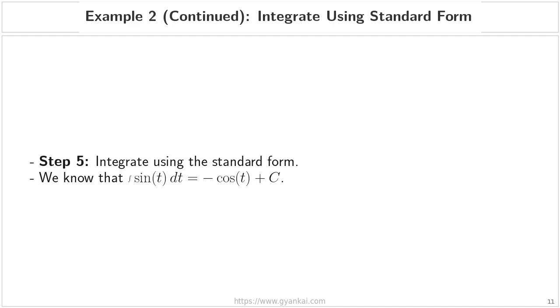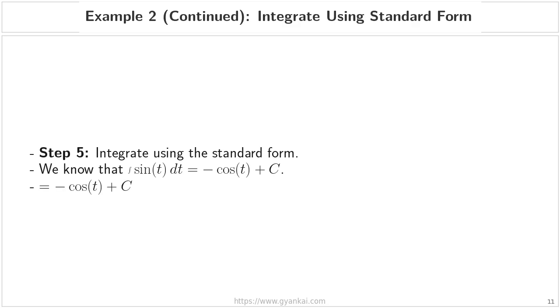This is where recognizing standard integral forms comes in handy. We know, and you should have this memorized or readily available in a table, that the integral of sine of t with respect to t is negative cosine of t, plus a constant of integration, often denoted as c. So, we write that as integral of sine of t dt equals negative cosine of t plus c. Therefore, applying this standard result to our simplified integral, we get negative cosine of t plus c. Remember, c represents an arbitrary constant, and it's crucial to include it in indefinite integrals.